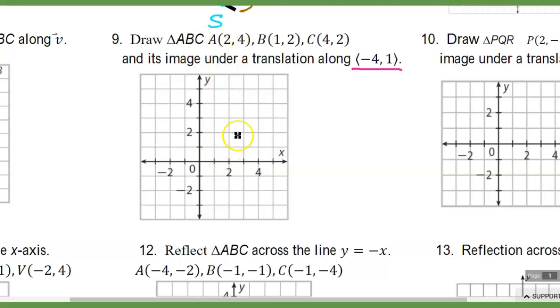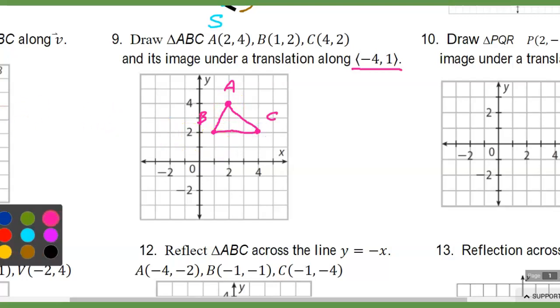So 2, 4, this is A. 1, 2, here's B. And 4, 2, here's C. Okay. Now let's go ahead and translate this. This is going to be left 4 and up 1. So each of these points, like the last problem, left 4 and up 1.